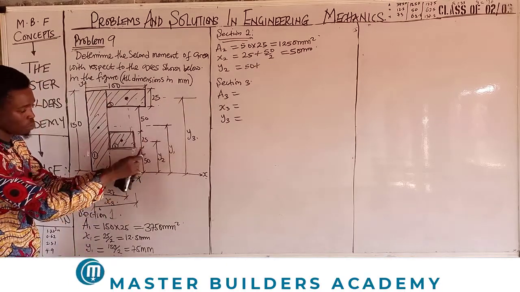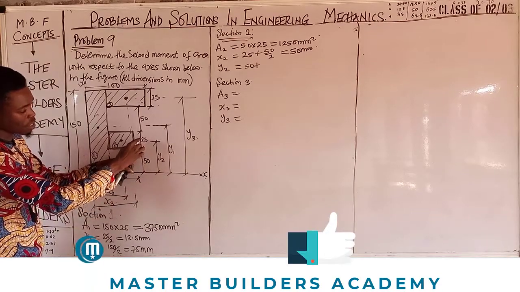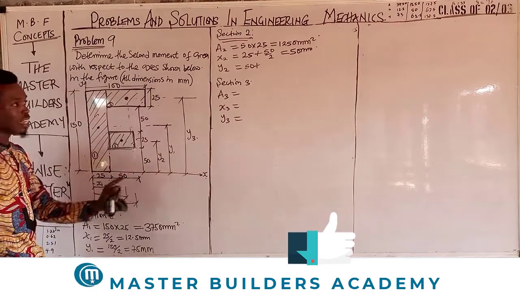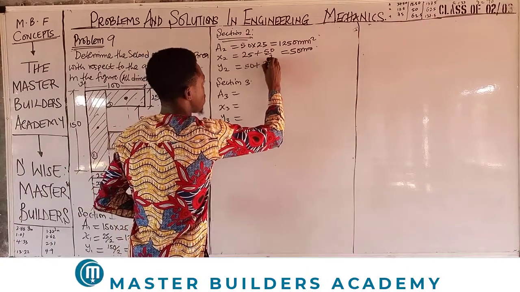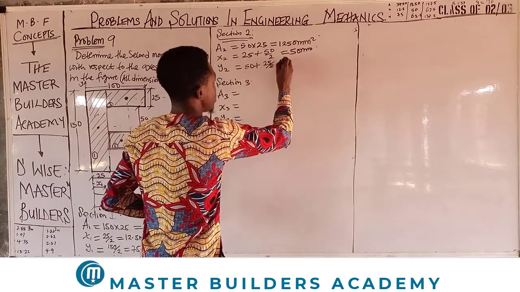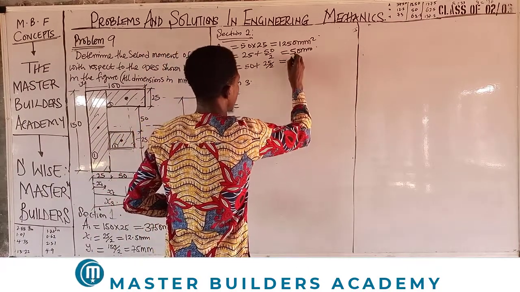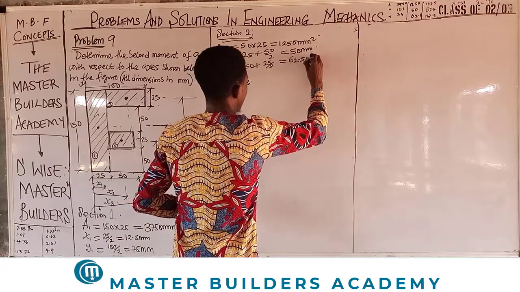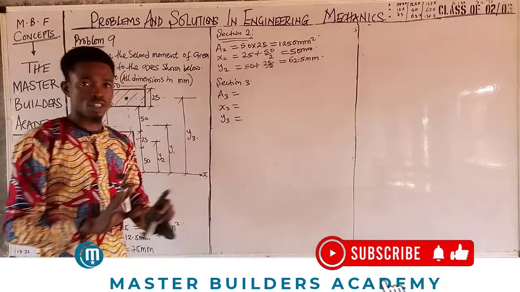That is what will give you y2: 50 plus half of this. This is what we give you, so you find it easy. Then this would have given us 25 over 2, and this would have given us 62.5. We are done with section 2.